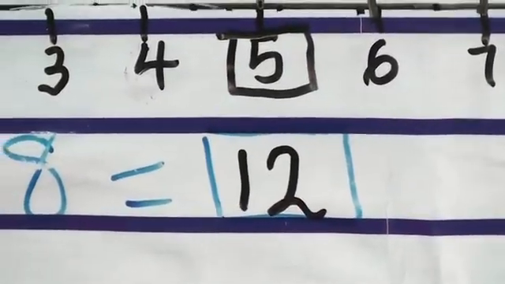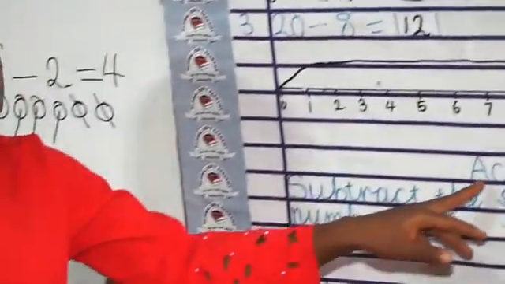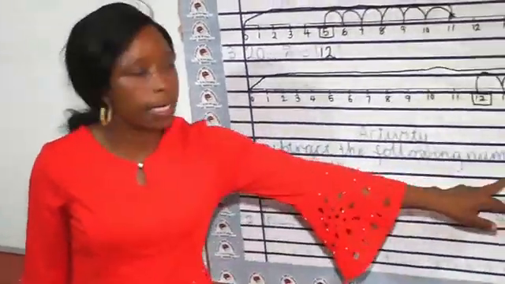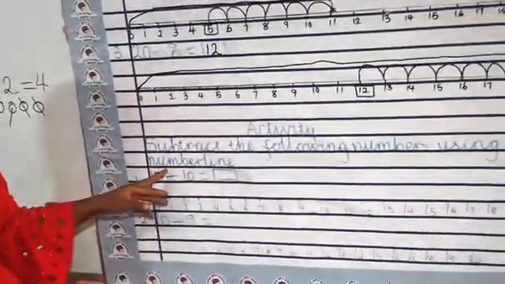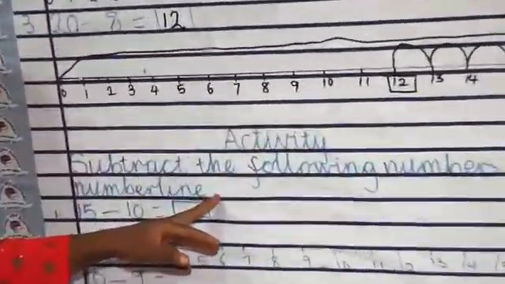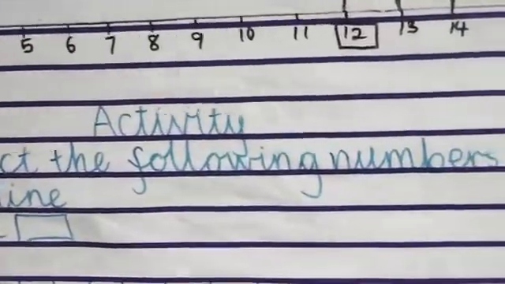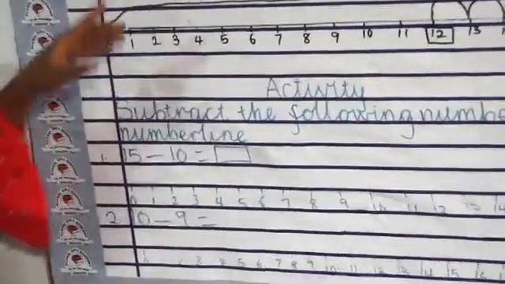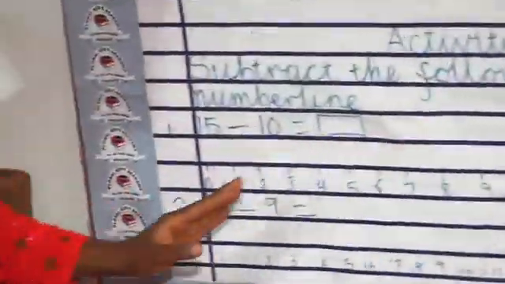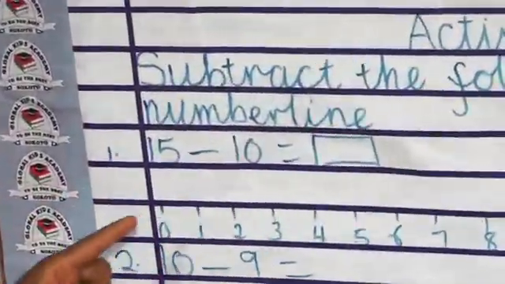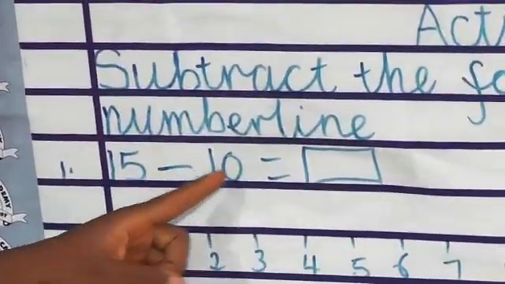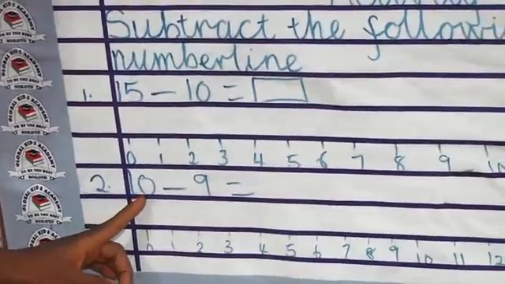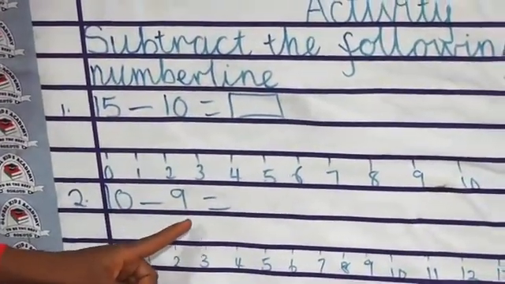That's all for today, but before we go, I have an activity for you. Subtract the following numbers using number line. Okay? Now we have 15 minus 10. I've already shown you how to draw the line. You draw your line, space your numbers, and then you subtract 10 from 15. Then you do the same for 10 minus 9.